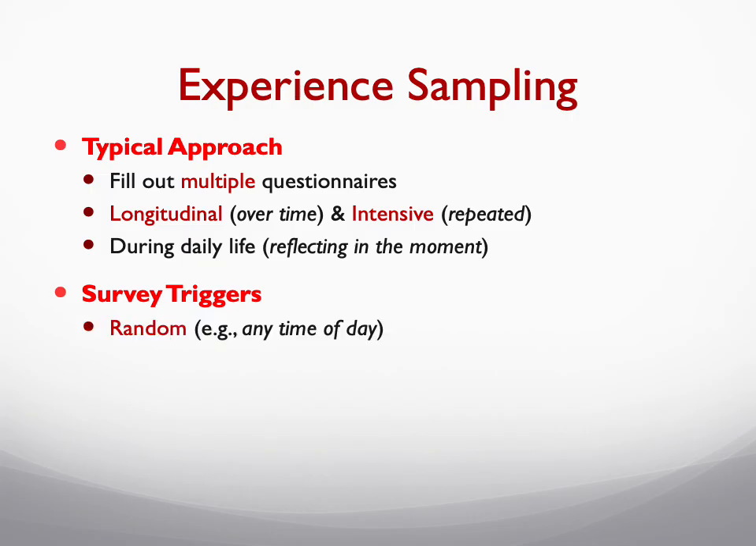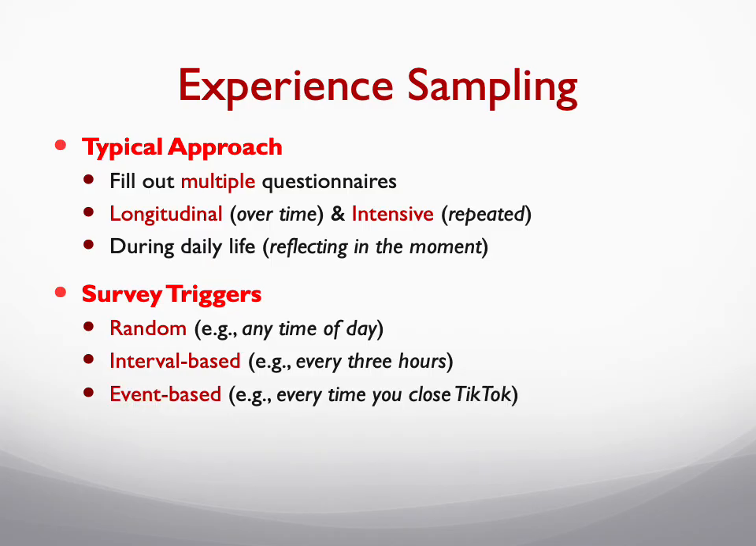It could be random, so it could just be that I'm going to give you 6 surveys each day, and you're going to randomly get those surveys between the hours of 6 a.m. and 6 p.m. And so I'm just going to have it randomly trigger and send you these surveys. That's a little less common than what we call these interval or event-based approaches. The interval-based approach would just be every 1 hour or every 3 hours from 6 a.m. to 6 p.m. you're going to fill out a survey. And so there's some kind of regular expectation to when you're going to be prompted to do that.